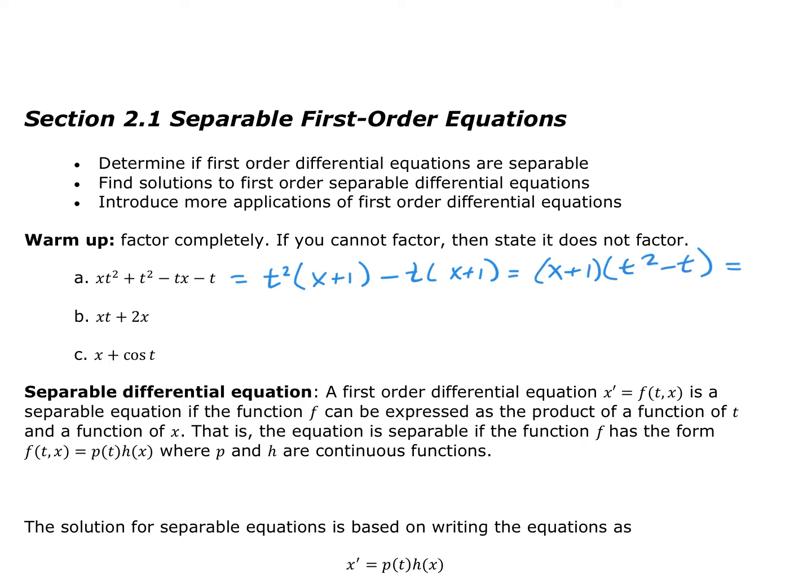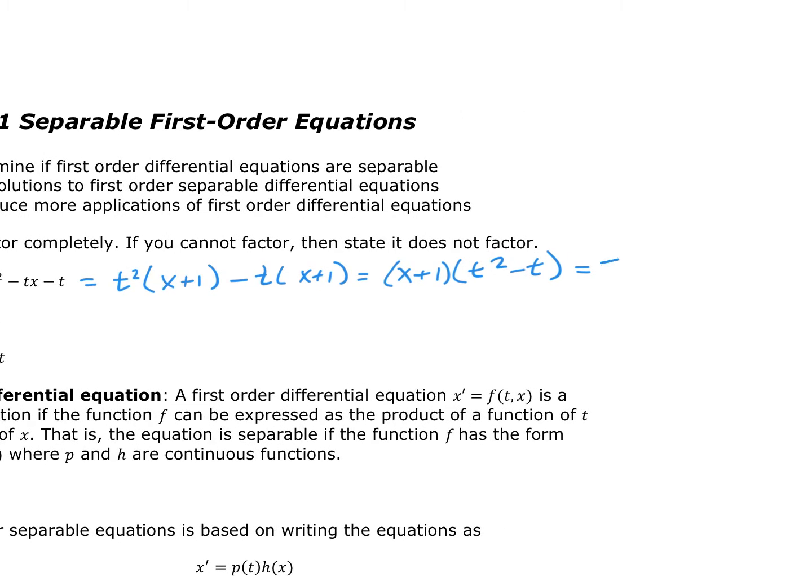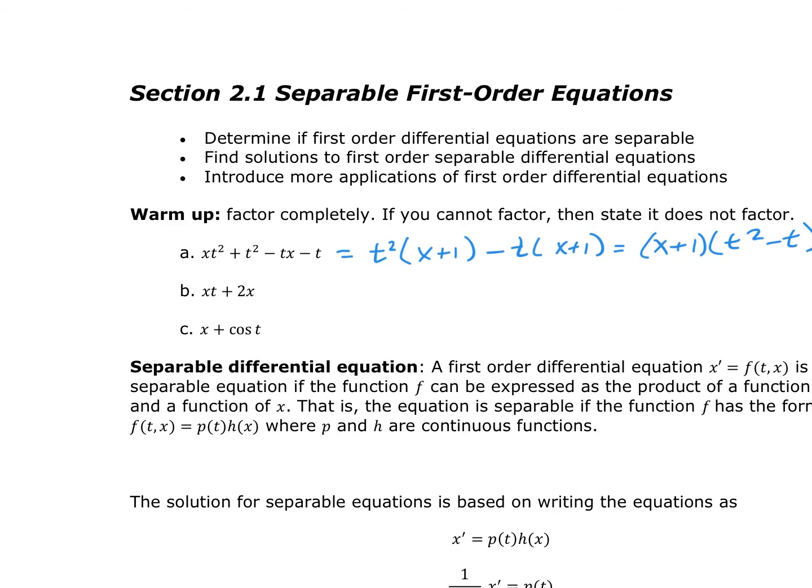And this factors more. I can factor out a t out of that second grouping, so I have t, x plus 1, and then t minus 1. And here it is factored. Nice, easy factoring refresher. For the second example, we can factor out an x, leaving us t plus 2. And then the third example you cannot factor, it does not factor.